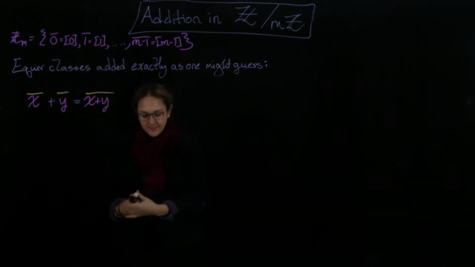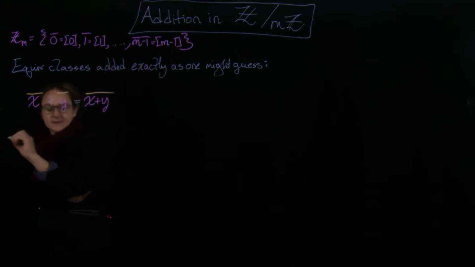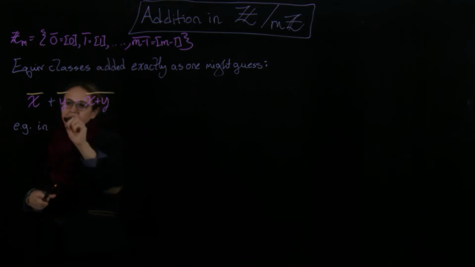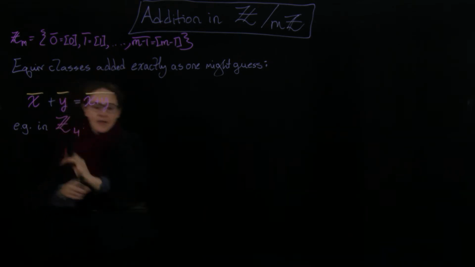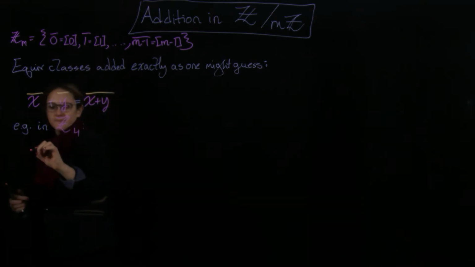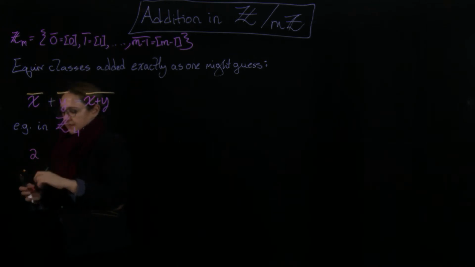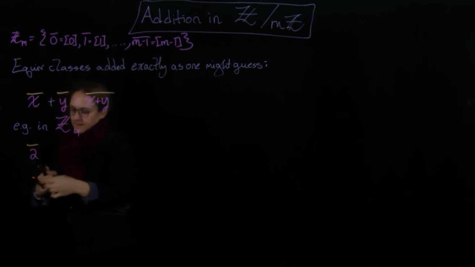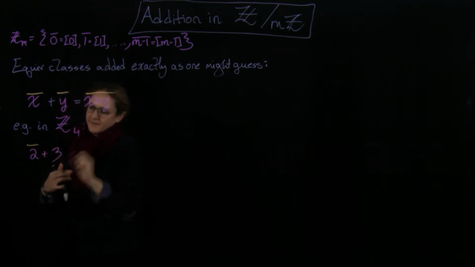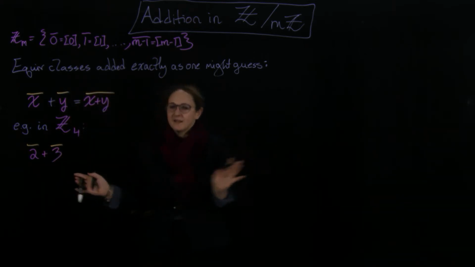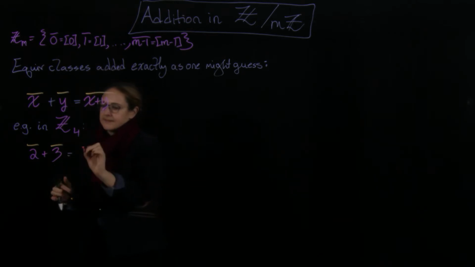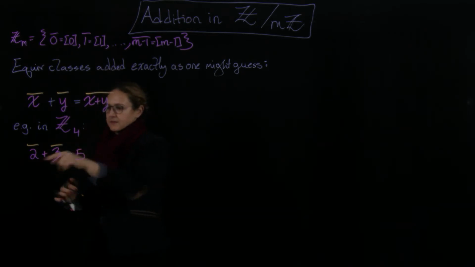So for example, in Z_4, if I'm looking in particular in Z_4, and I want to add the equivalence class of 2 plus the equivalence class of 3, what are we going to get? Well, this is the equivalence class of 5, because that's what I get when I add 2 plus 3.